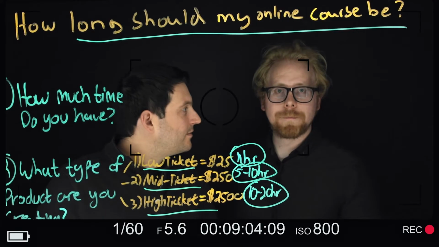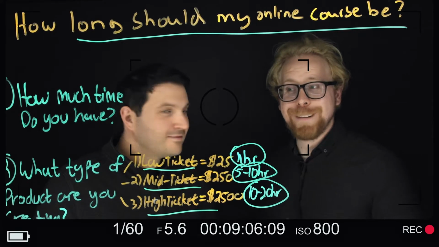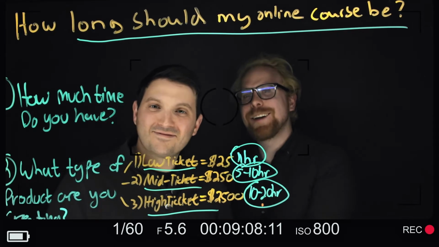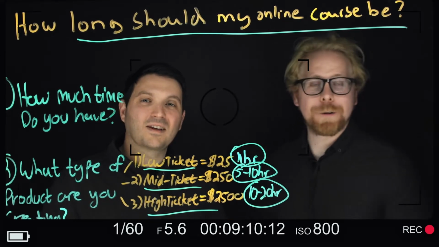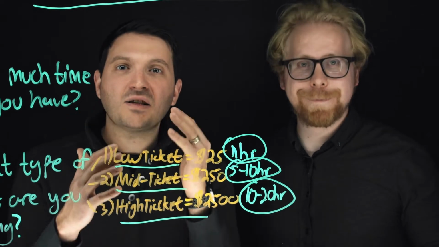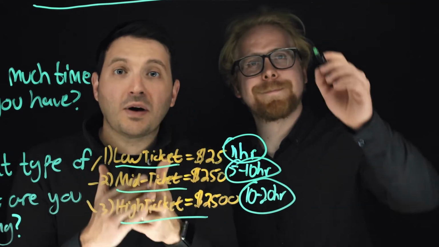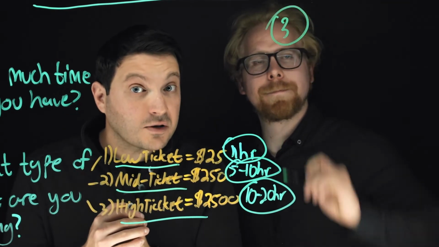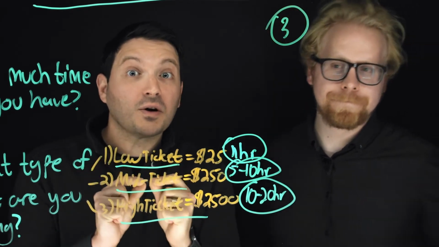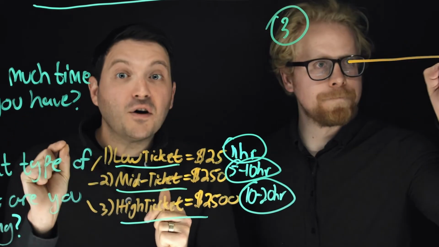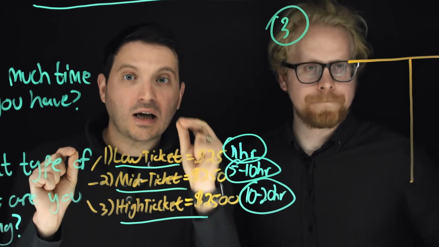Now the third factor. The third and last factor, which is absolutely critical, and you have to be brutally honest with yourself, is how much of your course is fluff versus actionable content.